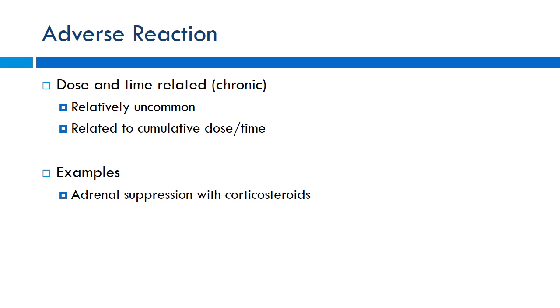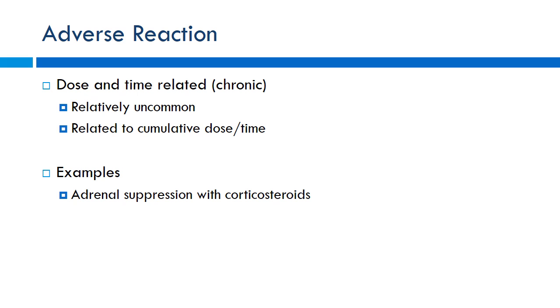So you can have dose and time-related effects. These are going to be more chronic effects that manifest. They're fairly uncommon, but they're going to be related to the total cumulative dose over a long period of time. So, for instance, have you guys covered anything with the adrenal glands or how steroids work, essentially? Okay, so we'll talk about this a little bit.